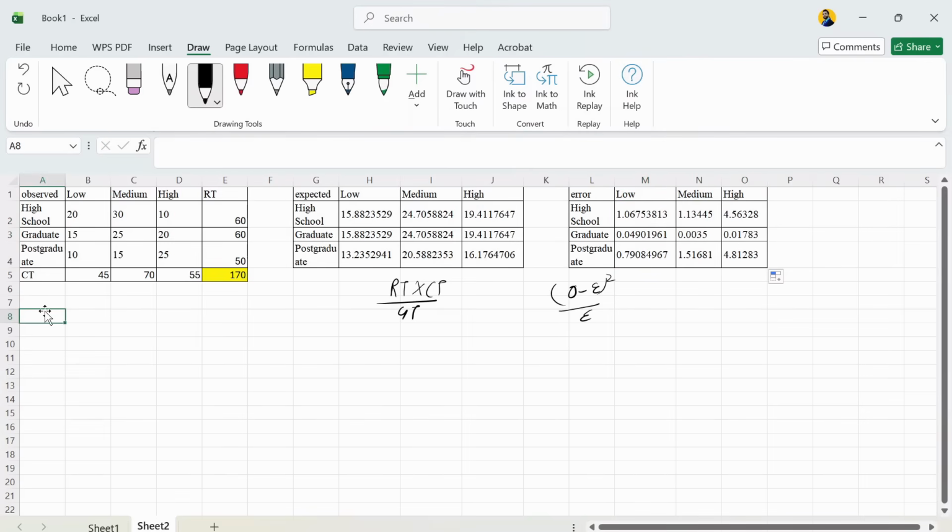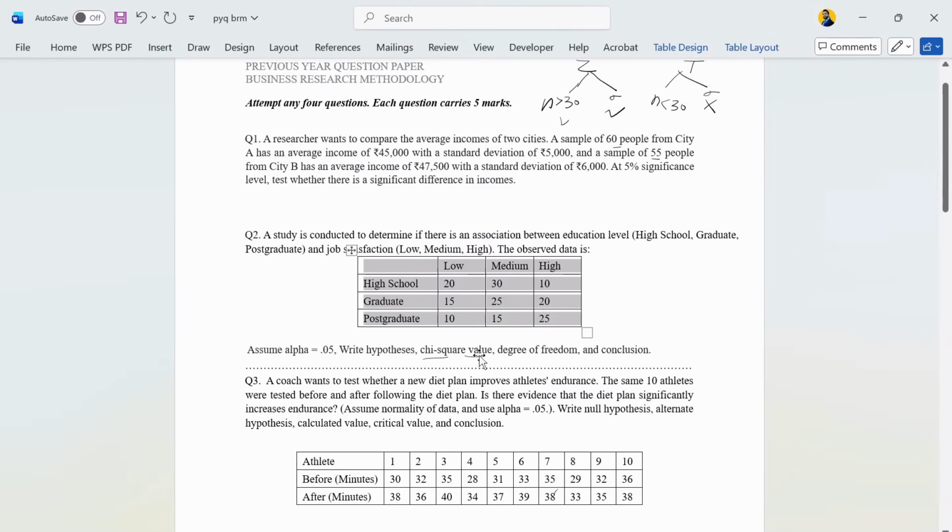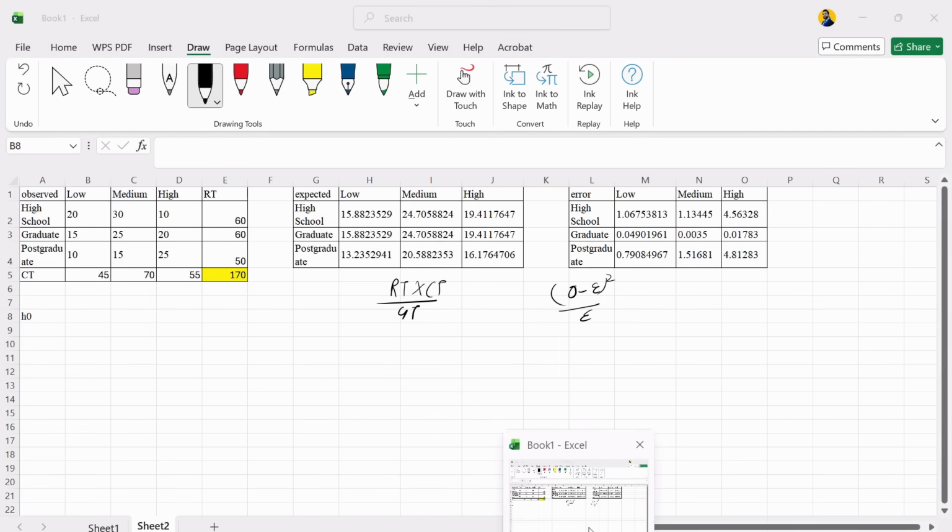Now here, first we will define the null hypothesis. I'm not using the subscript and all the same way now; I have told you how you can utilize that. Now I am writing the statement directly. Keep in mind we are talking about chi-square. In chi-square we use the term association between education level and job satisfaction. We don't use significant difference here.